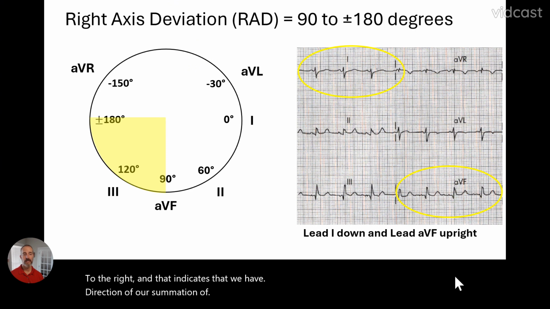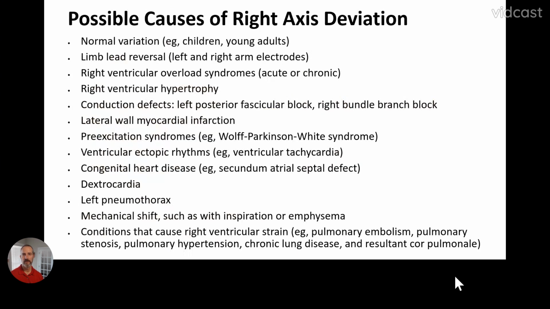So look at leads 1 and AVF. In the picture, you can see lead 1 is a little bit upright, but it's mostly down, so we would consider that to be down as a total. The reasons that you might have right axis deviation are shown there. Again, you can pause the video to see some of the different reasons that you might have right axis deviation.